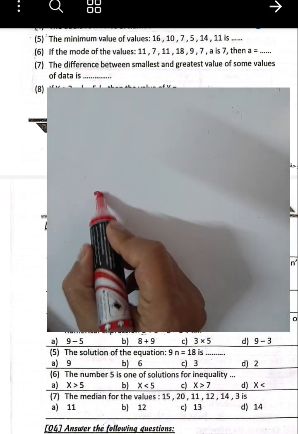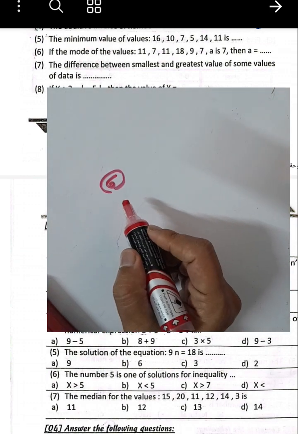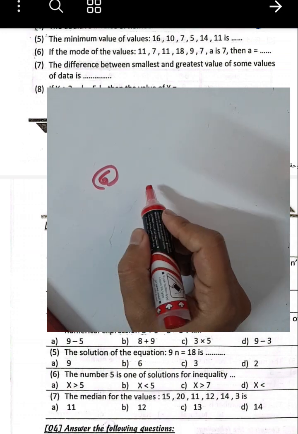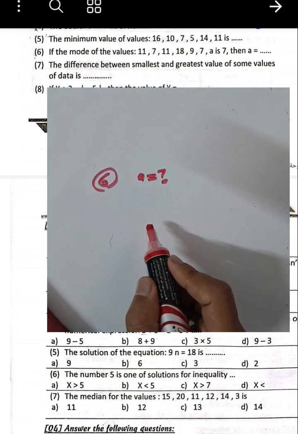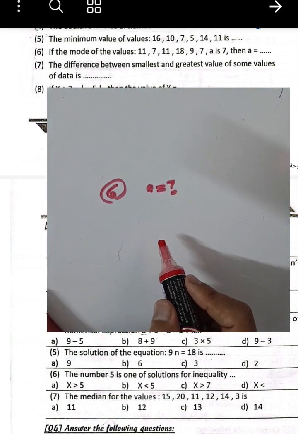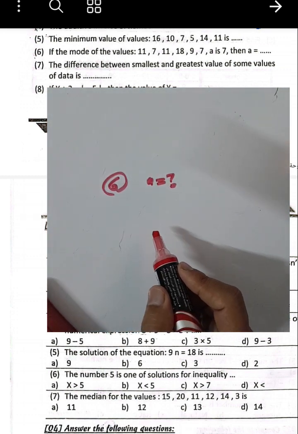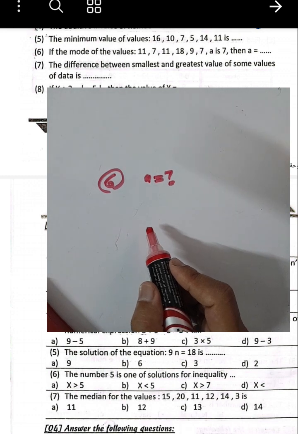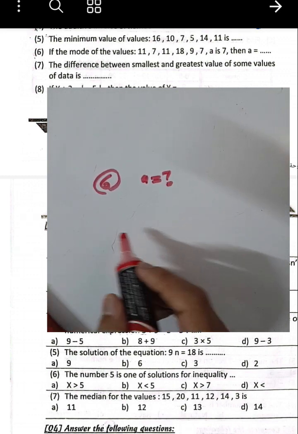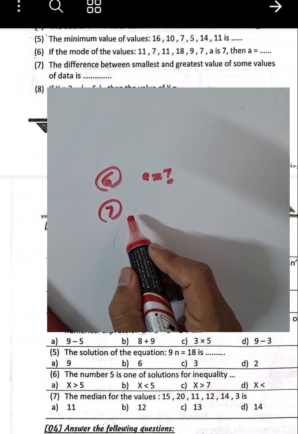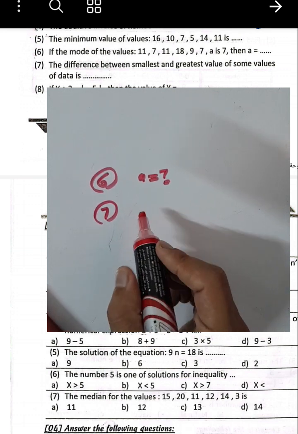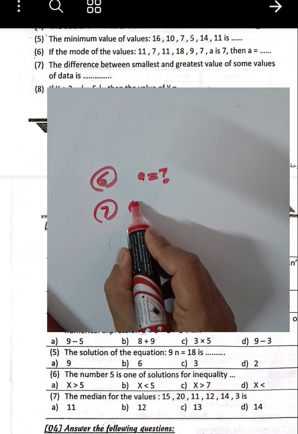Question 6. If the mode of the values is 7, then A will be 7, because 7 refers to the mode. What's the meaning of the mode? The number that repeats the most here will be 7. The most repeated number. Okay, question 7. The difference between the smallest and greatest value of some values is called the range. The range.